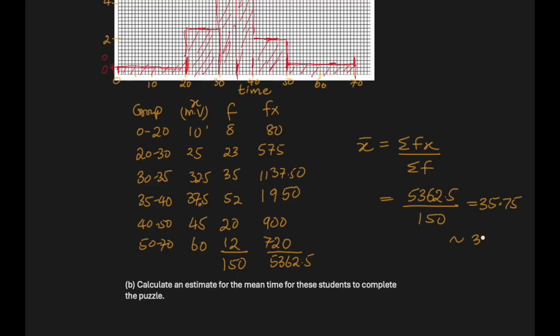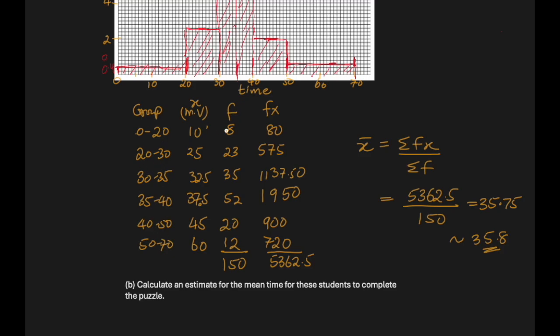Okay, so I got this answer, mean 35.8, which is in between, so it makes sense. What did I do? I found the mid value of each group from 0 to 20. I added 0 and 20 divided by 2 is 10. 20 plus 30 divided by 2 will be 25. So these are the numbers which are the mean of the two ends of the group.